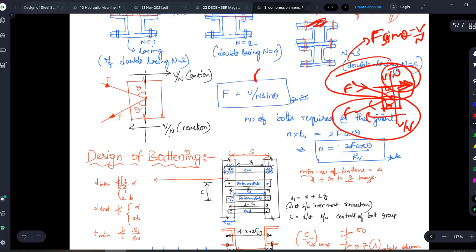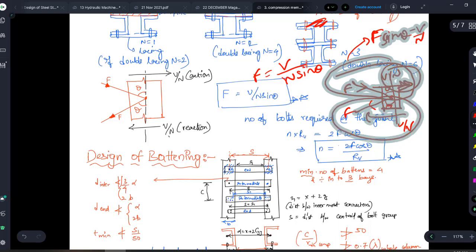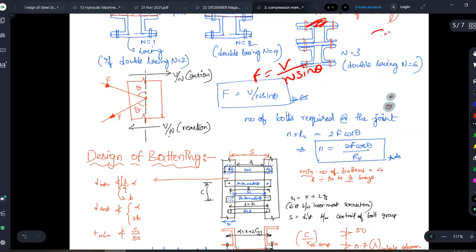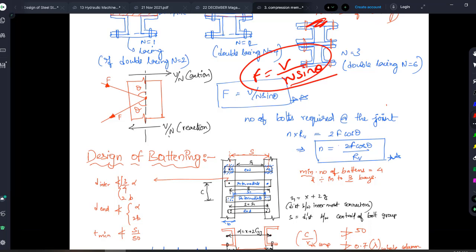Agreed or not? So what is your force? V by N sin theta. So this is a very important formula. A question can be framed in your GATE also: what is the force acting on your lacing system? The answer is very simple: V by N sin theta. What will the answer be? V by N sin theta. You will remember it, no problem, right?